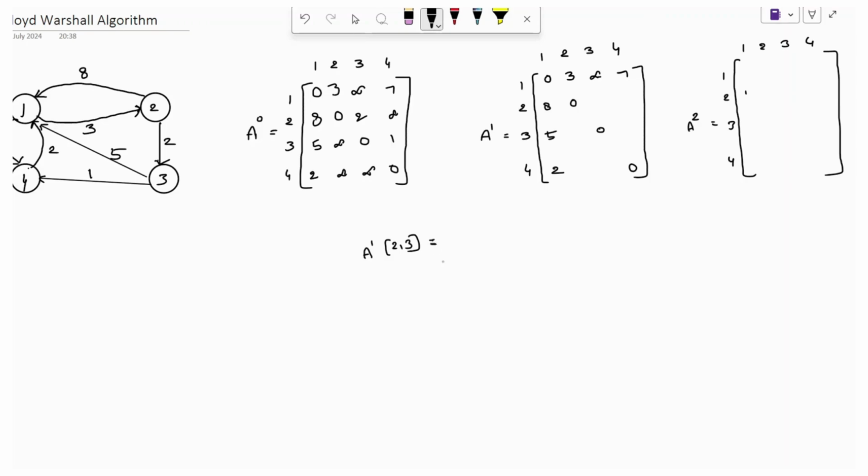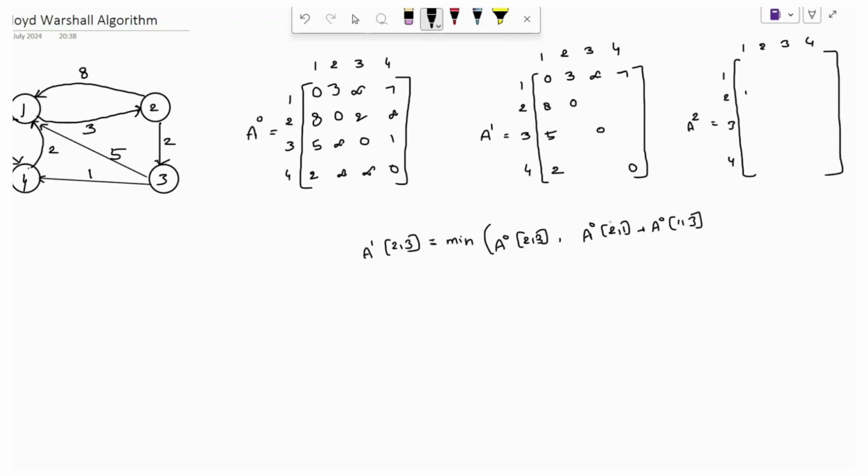A1 of 2, 3 will be the minimum of A0 of 2, 3, and, as I have told, A1 of 2, 3 will represent the shortest path from 2 to 3 through 1, right? So it will be A0 of 2, 1 plus A0 of 1, 3. So basically I am going through 1.